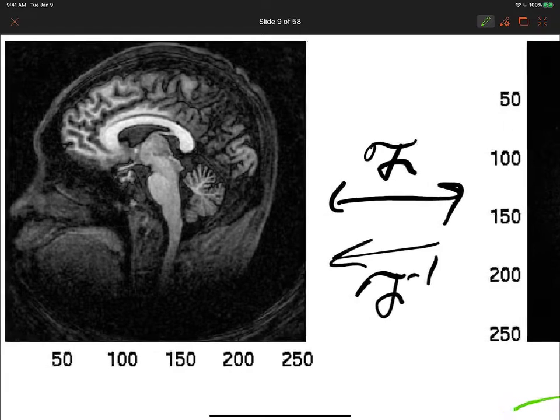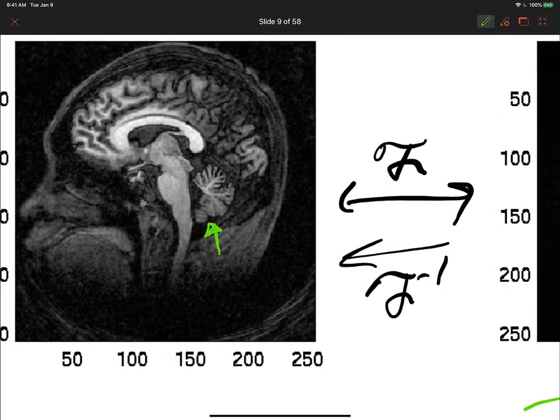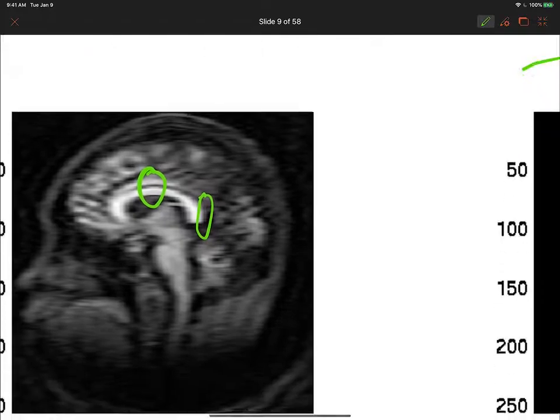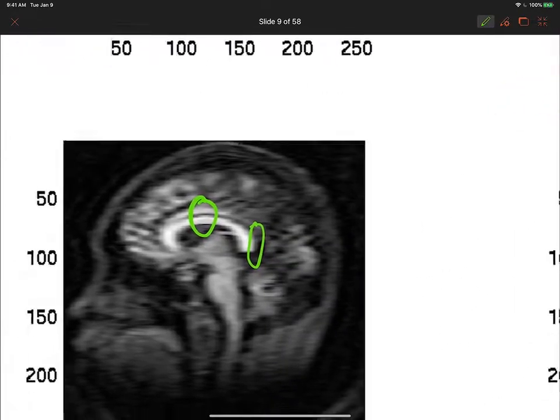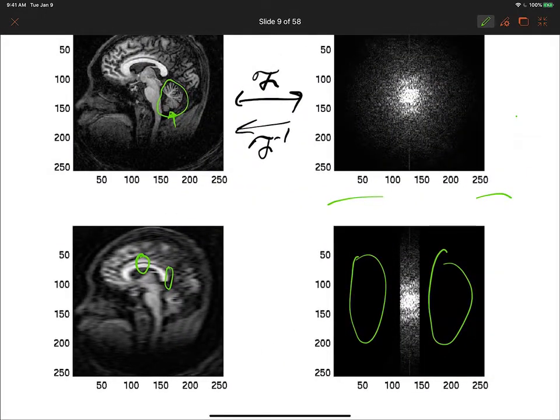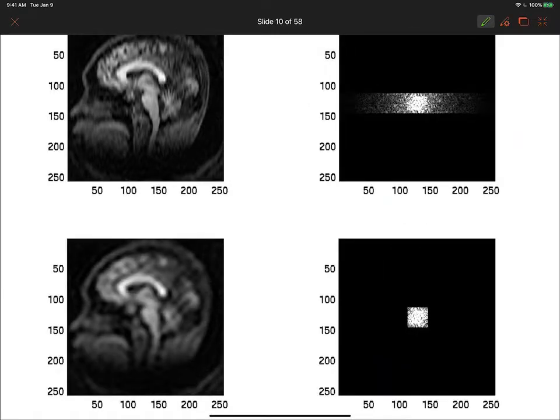So you can really see it here. This area of the brain is the cerebellum. It's responsible for a lot of your motor control. You can see beautiful delineation of the cerebellum here. And then here, a lot of it's blurred out. Okay? So that's trying to give you a sense of what different parts of k-space are, and what information they're giving you. So let's play the game.